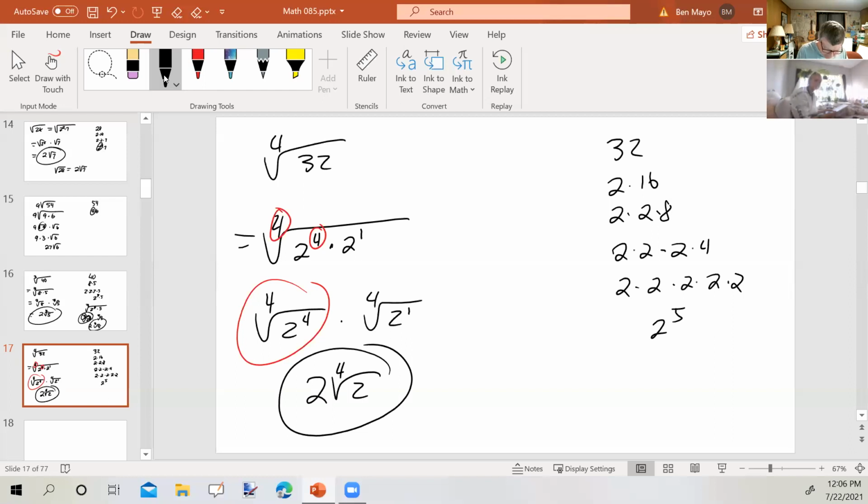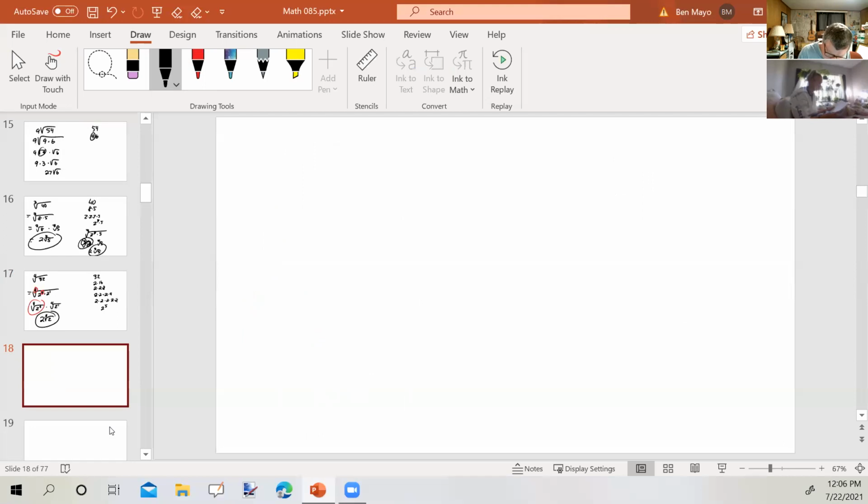Okay. New problem. Square root of 50x squared. Simplify each radical expression. All variables represent positive real numbers. Okay, so what they're saying now is we don't need to worry about absolute value bars in these problems. They're telling us up front, assume the variables all represent positive real numbers. Okay.